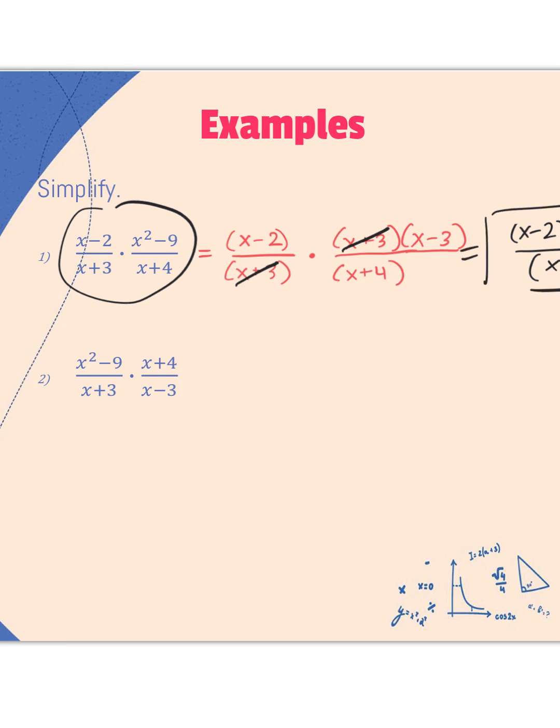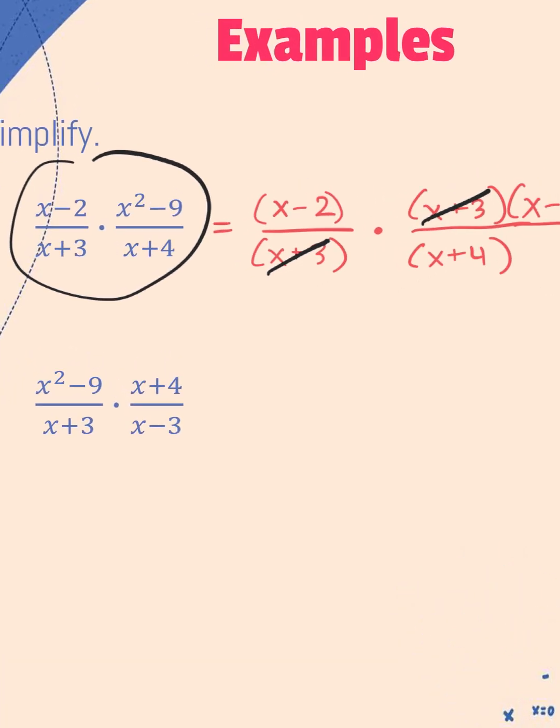So again, we're going to keep going and keep doing these. Here, the numerator on the left is a difference of squares. It's actually x plus 3 times x minus 3.